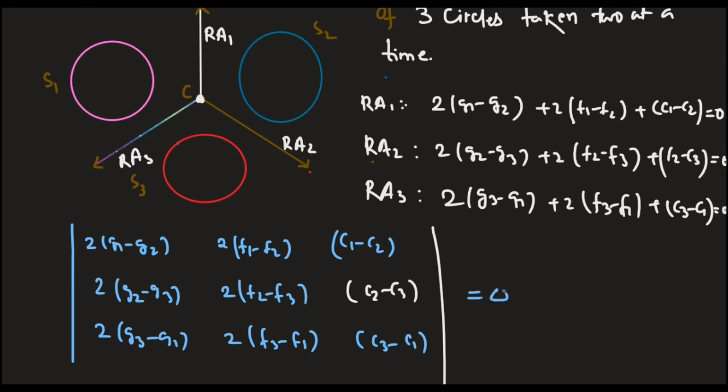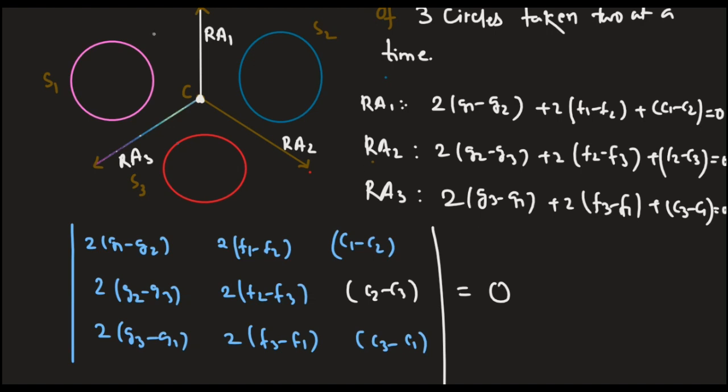If the determinant is 0, then we can say that they are concurrent. The three lines will intersect at some point. So if the determinant is 0, the radical axes intersect at a point, which means the lines are concurrent. Or there is another way.